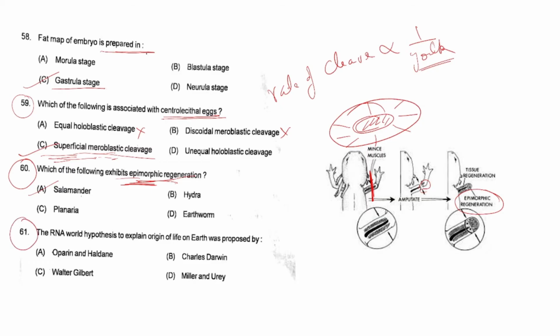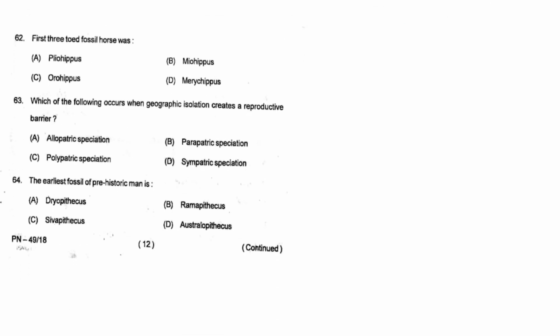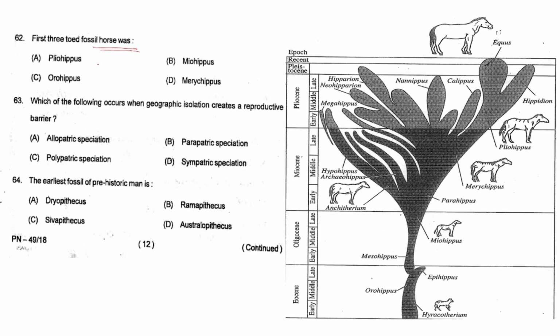Next, question number 61. The RNA world hypothesis to explain the origin of life on Earth was proposed by, the answer will be option number C, that is Walter Gilbert. Next, question number 62. The first three-toed fossil of horse was, remember the timeline of horse evolution. It is asking first three-toed.